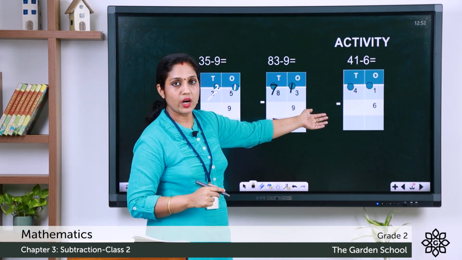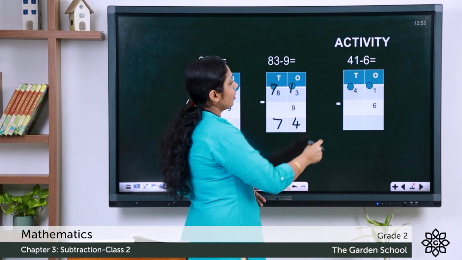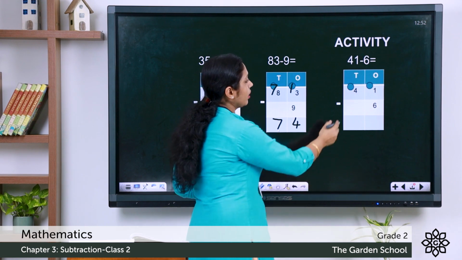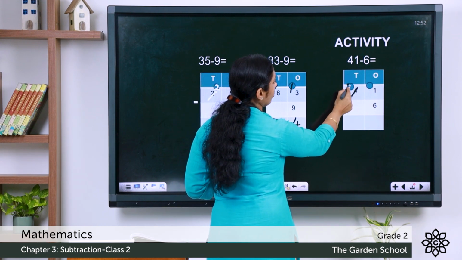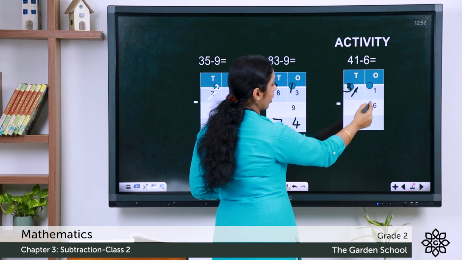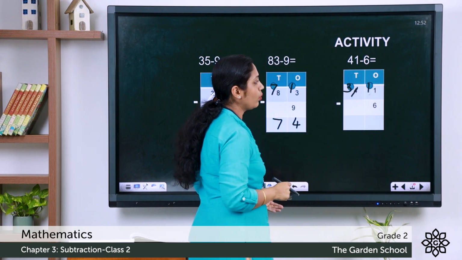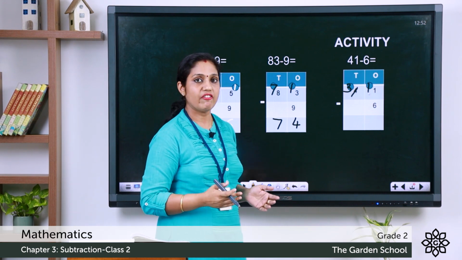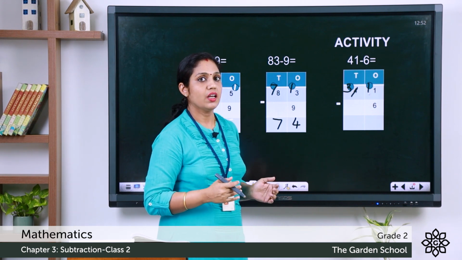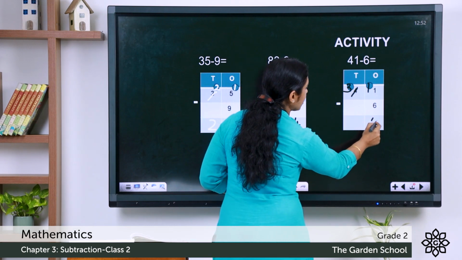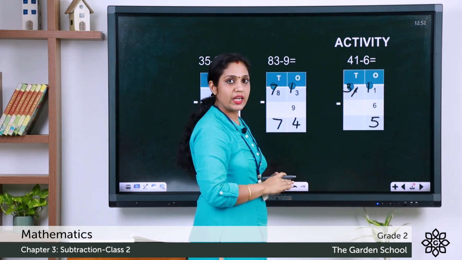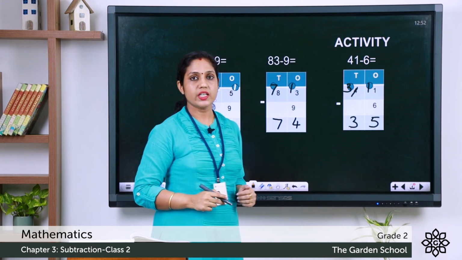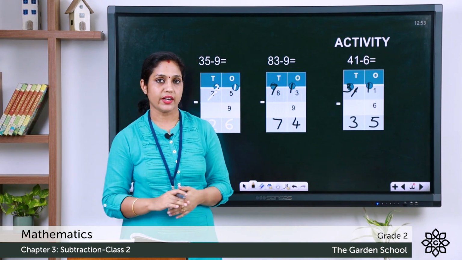Next, 41 minus 6. 1 minus 6, not able to subtract. Going to the tens place, we are taking 1 from 4. You can write 3 here and that one here. Now, in the ones place, you have 11 minus 6. So, how much is 11 minus 6? The answer is 5. So, write it in the ones place. And in the tens place, we have 3. Write it down in the answer. The answer is 35. So, hope your answers are correct.